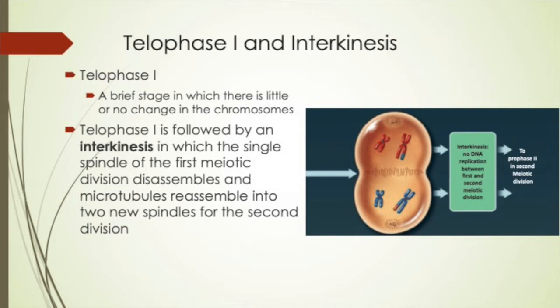Each chromosome still has the two sister chromatids, right? It's still diploid at this point, so it's still able to split those two homologous chromatids apart. Okay, telophase 1 is a brief stage in which there is little to no change in the chromosomes. Telophase 1 is followed by what's called interkinesis, where the single spindle of the first meiotic division disassembles and microtubules reassemble into new spindles for the second division.